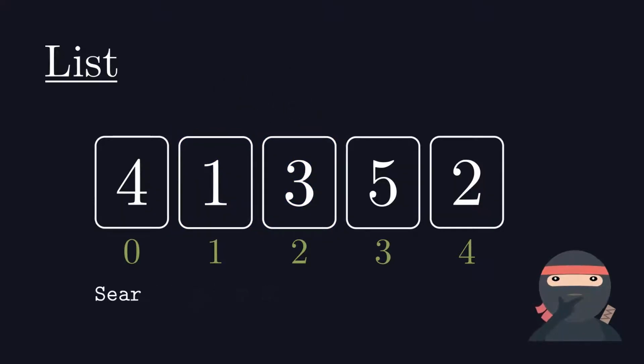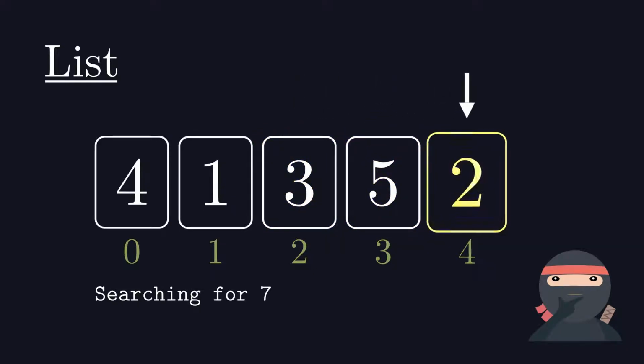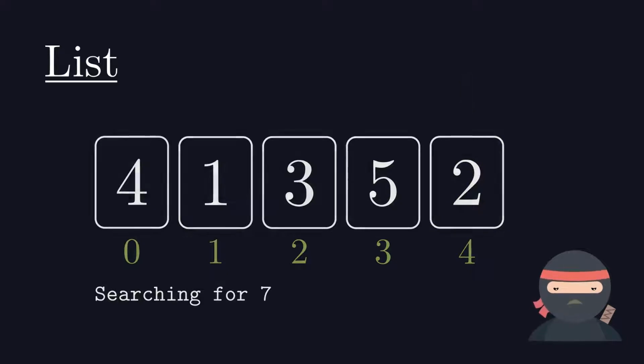Let's try to search for 7 this time. Again, it will search one by one from the left. When it reaches the end and couldn't find 7, it implies that this element is not present in the list. List can get an element by index instantaneously, but they are not good at searching elements by value. Let's see how set handles that.